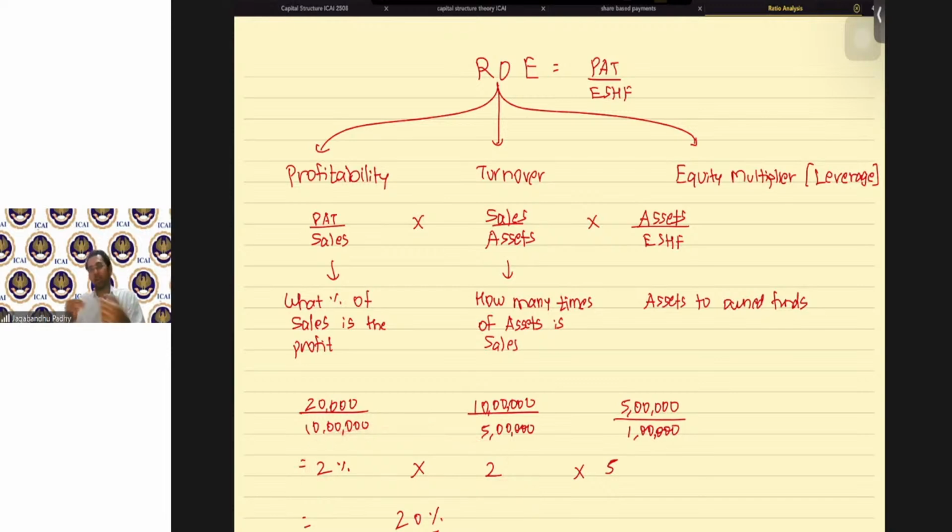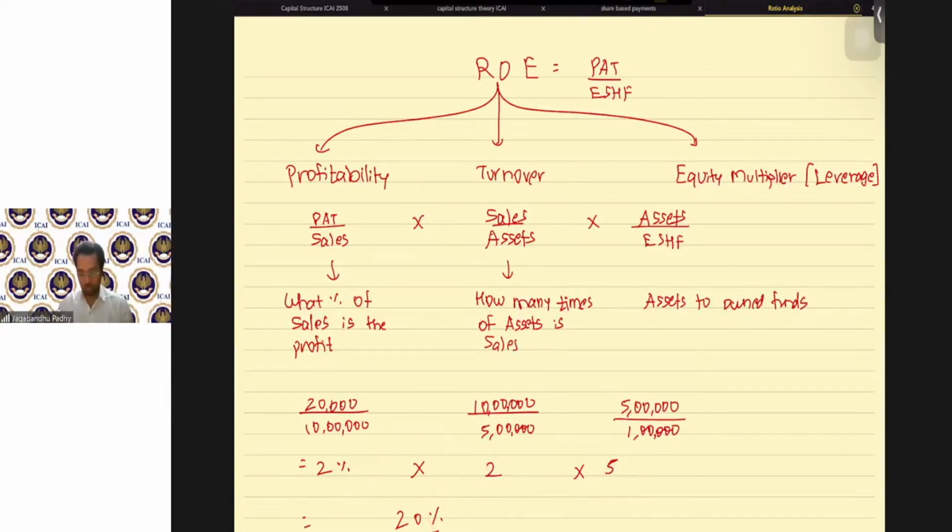But all my assets are not owned by me, because we find that the asset to own fund ratio is 5. It means the assets that I have are actually 5 times my own funds. So this 4% is earned on my assets. If I talk of my equity shareholders, how much did I earn? It's actually 5 times, right? So 20% is being derived by these 3 numbers.